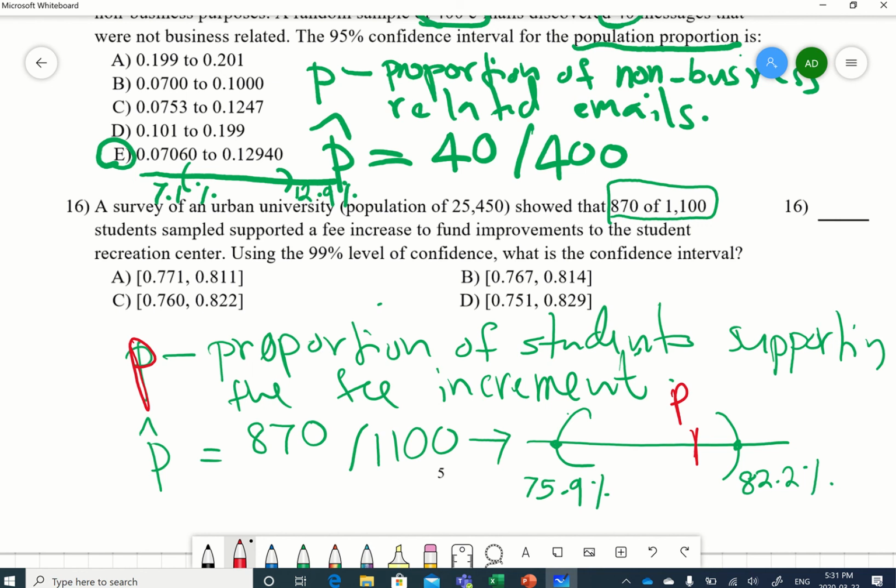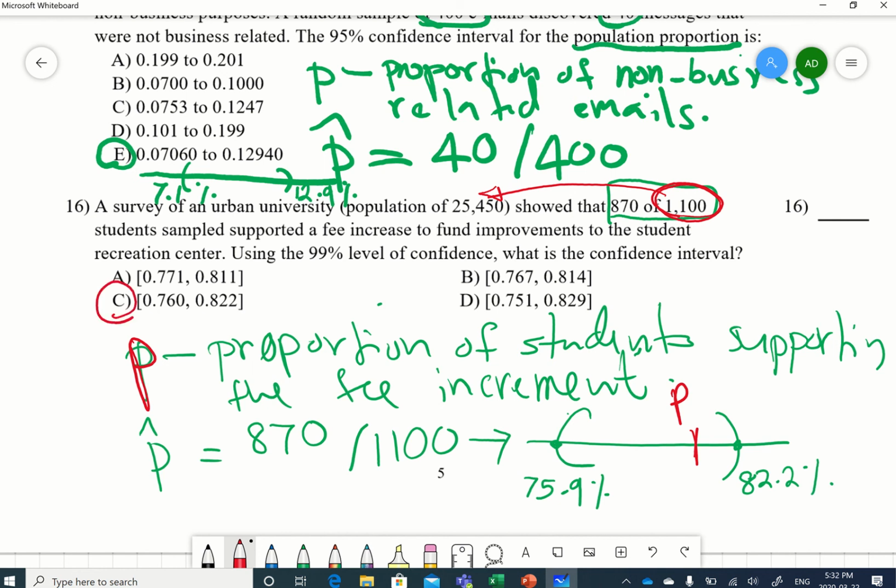So based on this result, if their sample is good enough, if it represents the actual population, this result is accurate. Then they can go ahead and apply this fee increment. They would expect fewer objections to it. So the answer, 75 point... okay, I think it's rounded to 76. So C is the answer.